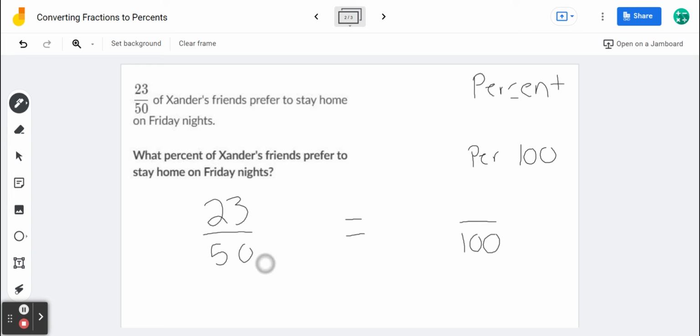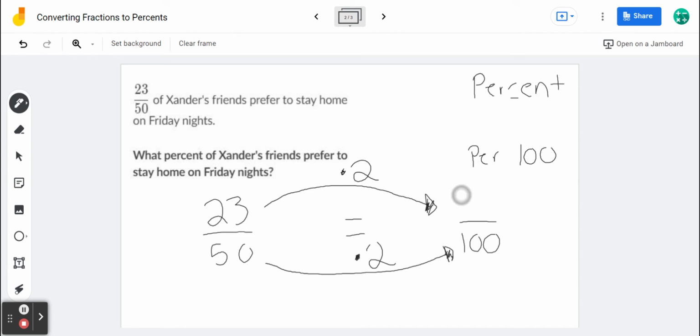Mathematically, that means, how did I go from 50 friends to 100 friends? That means I doubled his number of friends. So times 2, I doubled. Well, if I double his number of friends, I'm also going to double the number of friends that want to stay home on Friday nights. 23 times 2 would be 46. So that means if Xander had 100 friends and we asked 100 friends, 46 of them would say we prefer to stay home on Friday nights.